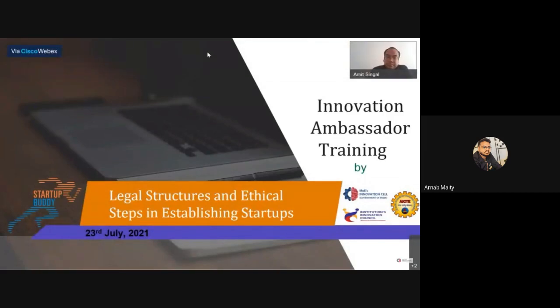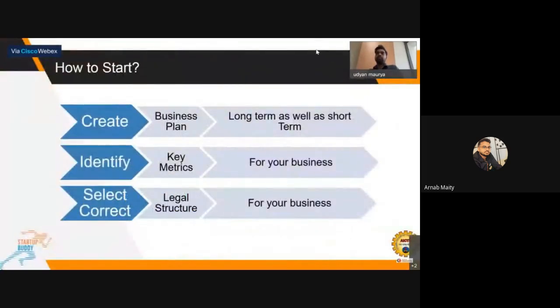Hello everyone, and welcome to the Innovation Ambassador training session. Today's session is for both foundation level and advanced level, on the title Legal Structures and Ethical Steps in Establishing Startups. Based on the title, our expert speaker is Mr. Abid Singhal, who is the co-founder and CEO of Startup Buddy. He is a qualified chartered accountant with more than 17 years of work experience across varied industries. He has extensive experience in funds administration, accounting, investor reporting, strategic planning, and budgeting.